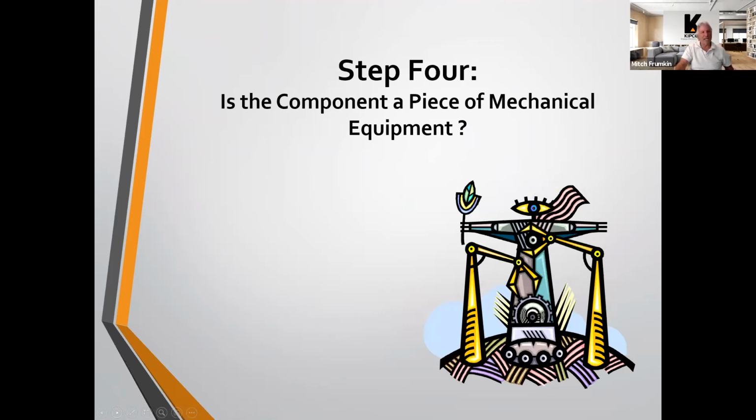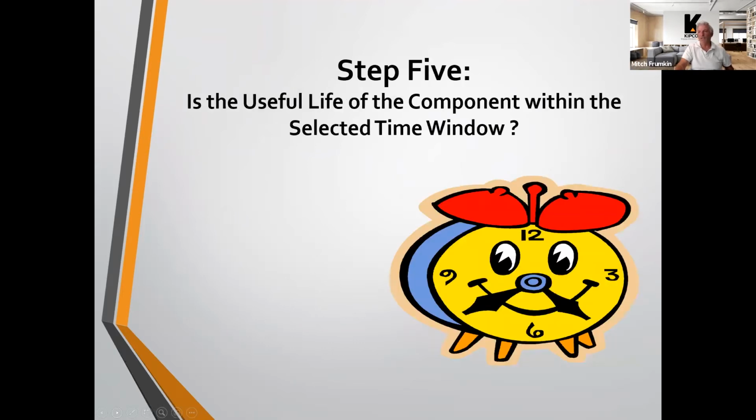So it's a piece of mechanical equipment, it should be in the reserve study. That component should be there. Is the useful life within the selected time window? This goes back to the 30-year projection I was talking about. If it falls within that 30-year period from when you're doing the study to 30 years in the future, and it meets the other criteria, it should be in the reserve study.